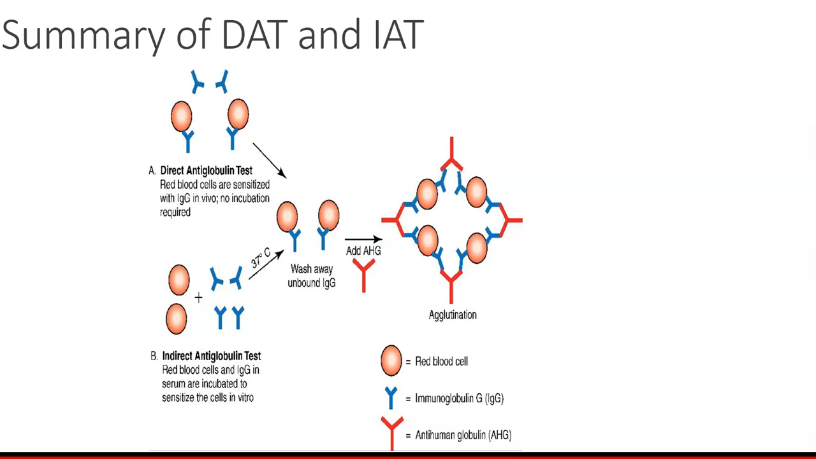So we actually attached antibodies to the cells by an incubation. They were not coated before. To determine that sensitization has occurred, we do the Coombs test. So DAT, we're directly detecting antibodies coating cells. The IAT, it's indirect because we are attaching antibodies to cells, and then going on to the Coombs test.